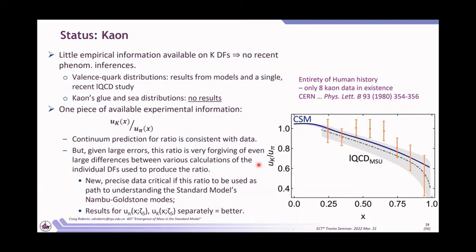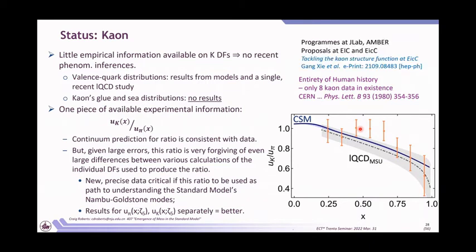And this highlights something else. Just count these points. There are only 8. In the history of science, we've only managed to extract 8 points relevant to the distribution function of valence quarks in the kaon. We need to do a lot better before we can claim any understanding of kaon structure.